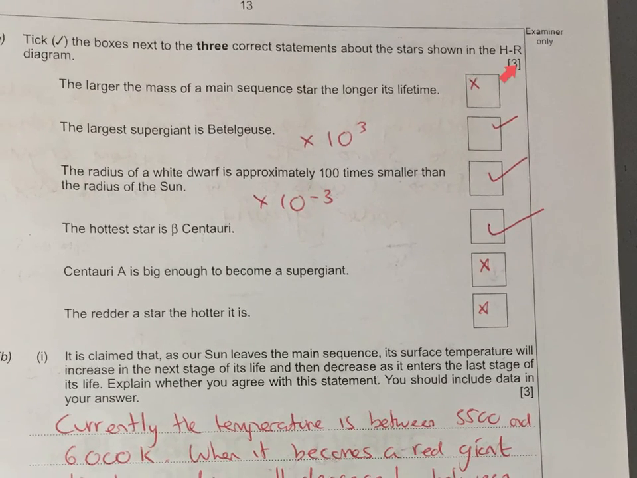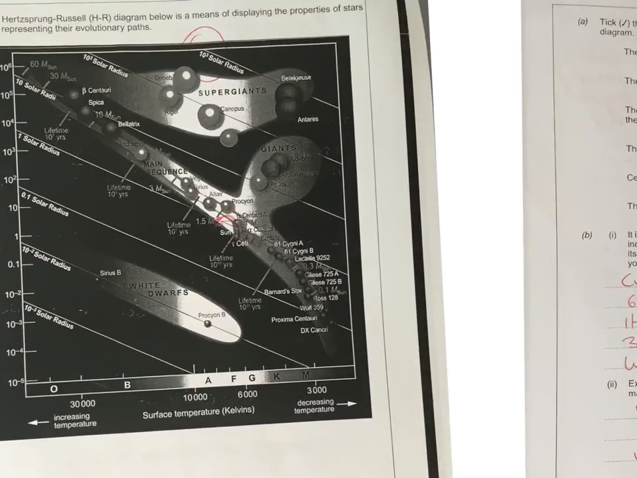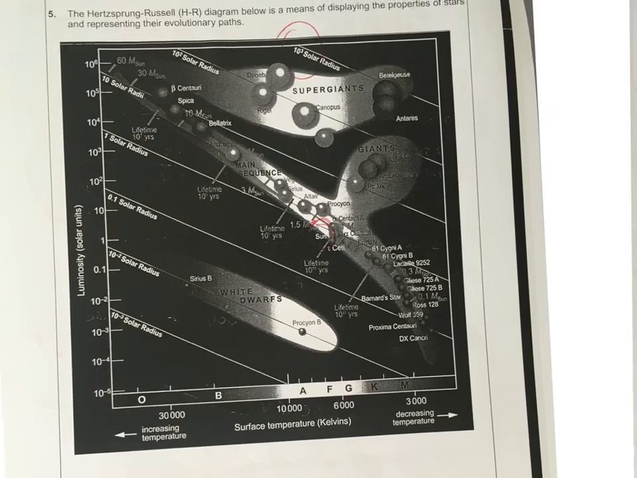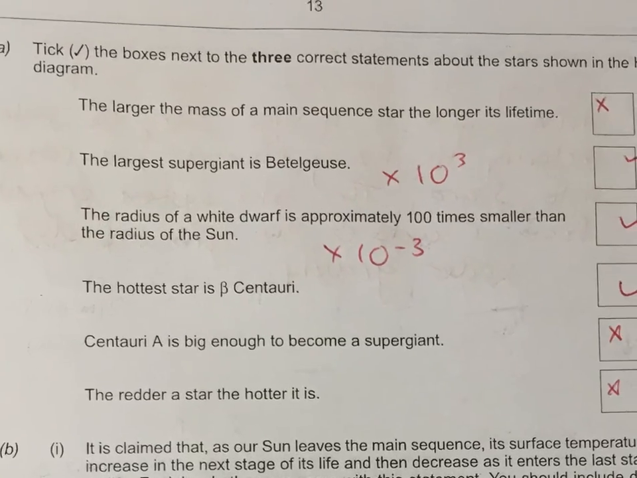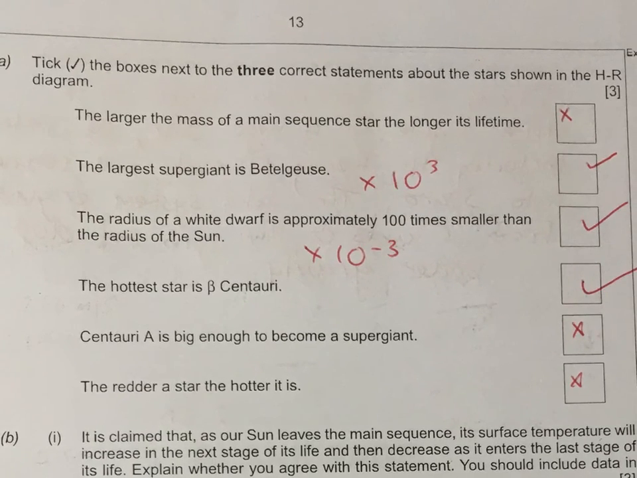So for 3 marks, we need 3 correct ticks. The larger the mass, the longer its lifetime. Generally, and I think this is something we need to know, the bigger the mass, the faster it burns. So generally, it's got shorter lifetimes. There are exceptions to the rule, but there's no evidence of that from the graph anyway, because it says use the HR diagram, so there's nothing about the speed at which they decay or burn.